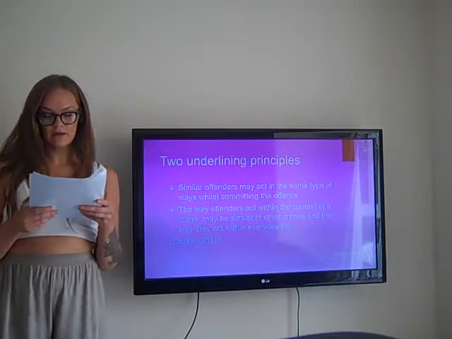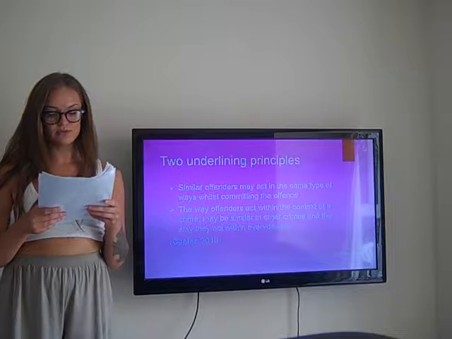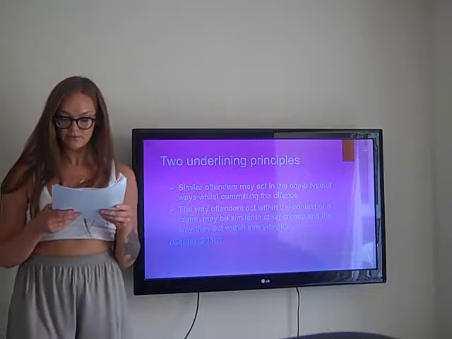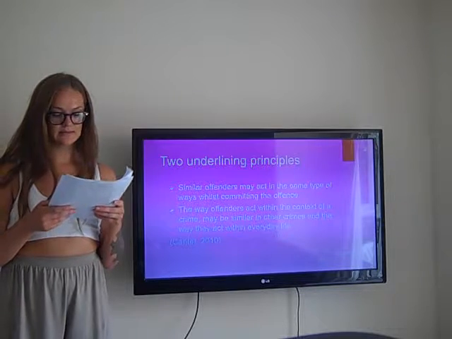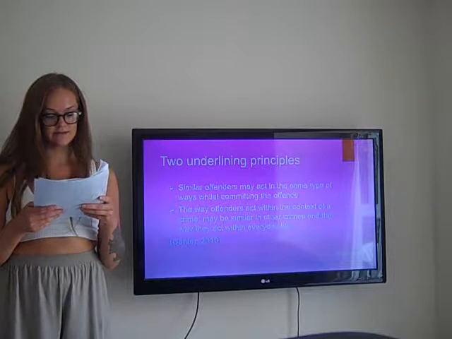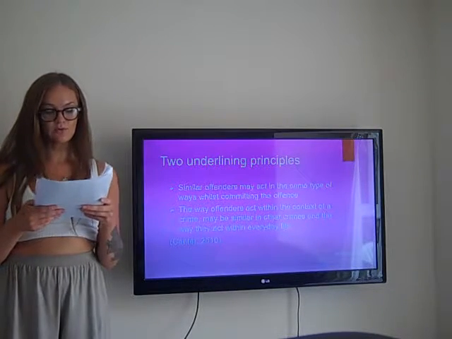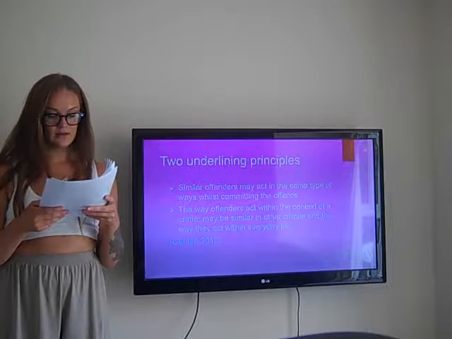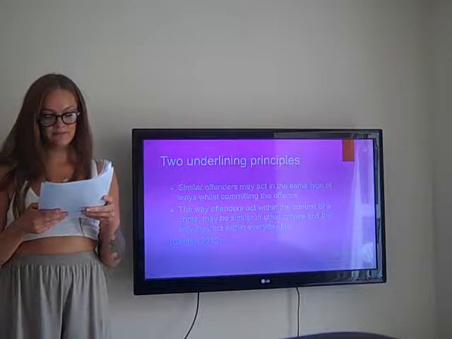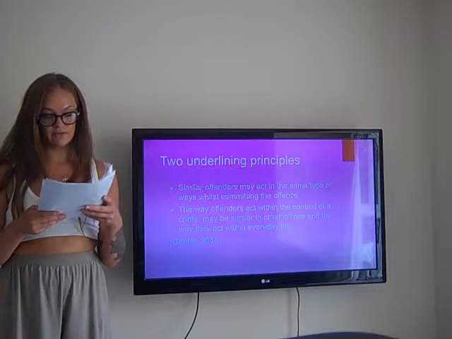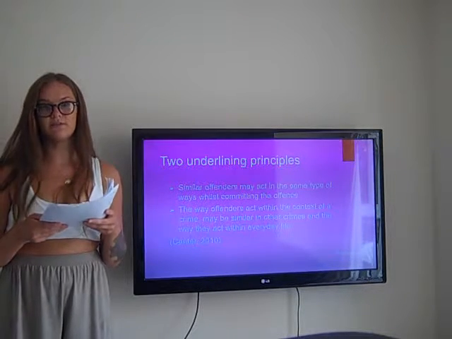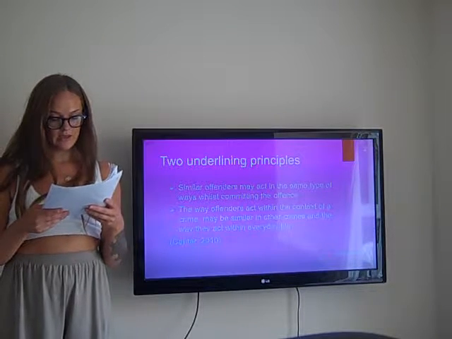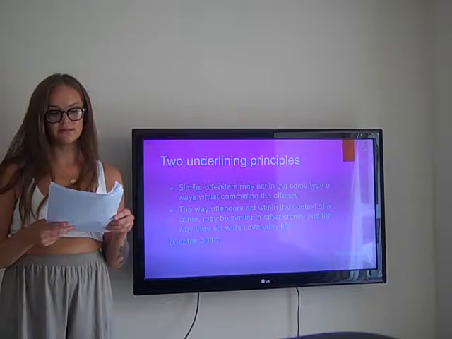Within offender profiling, there are two underlying principles in determining if a profile can be obtained. The first principle is that similar offenders may act in similar ways whilst committing an offence. The second principle is that the way offenders act within the context of a crime may be similar in other offences that they may have committed, and in the way they portray themselves and act within their everyday lives. These two principles can help to narrow down potential offenders.